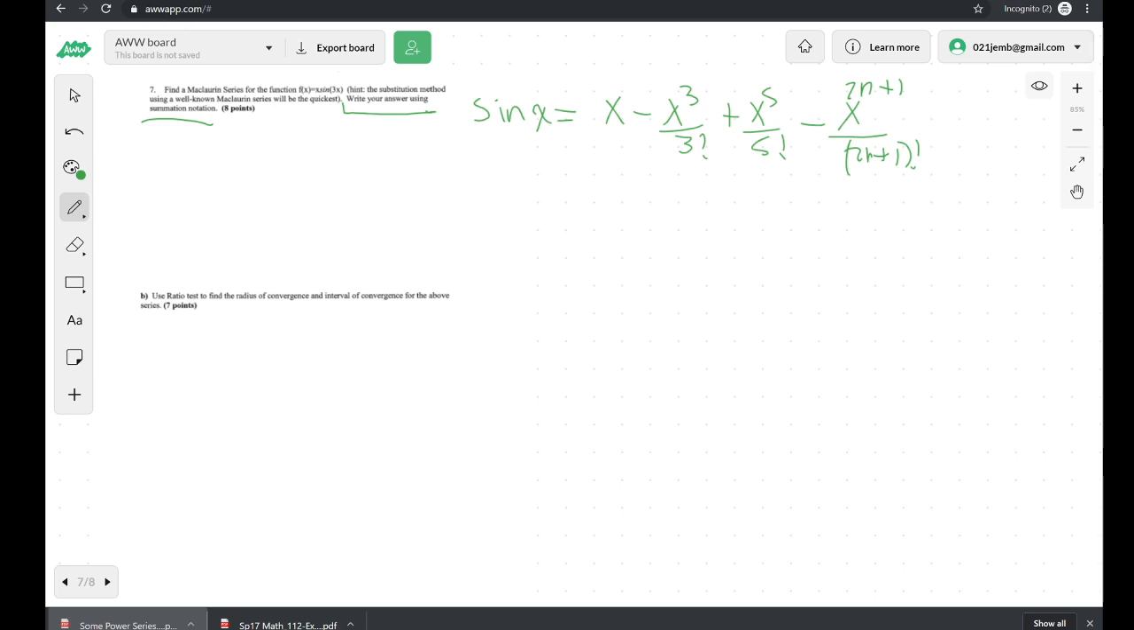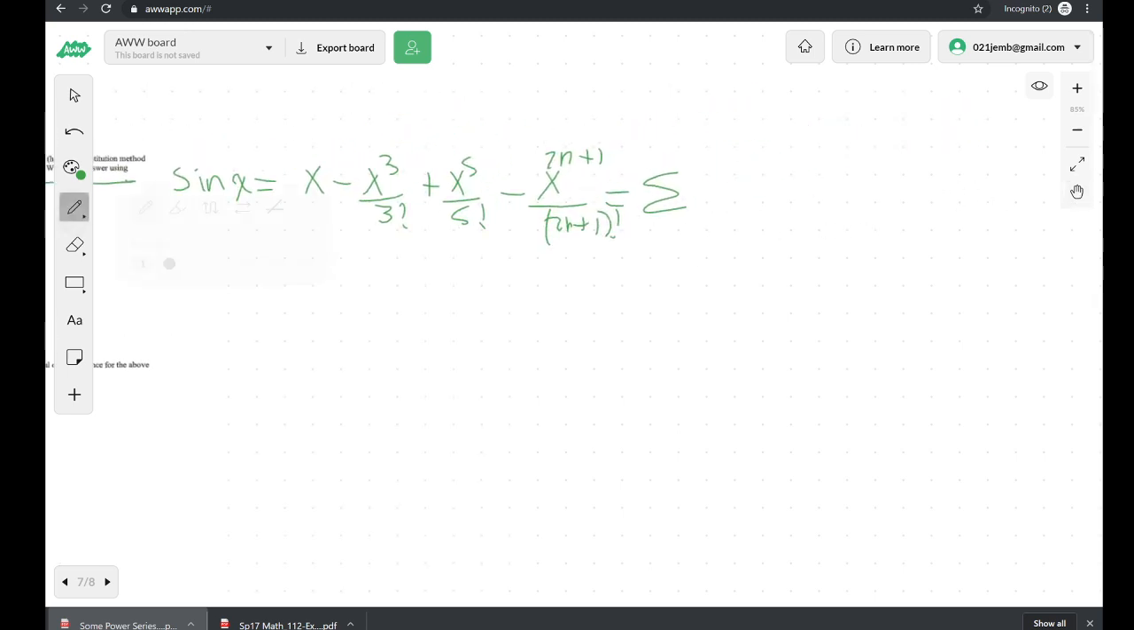So we know that this is expressed as the sum, right, because we want to write it as a summation. So this is the sum from n equals 0 to infinity of x to the power of 2n plus 1 divided by 2n plus 1 factorial.